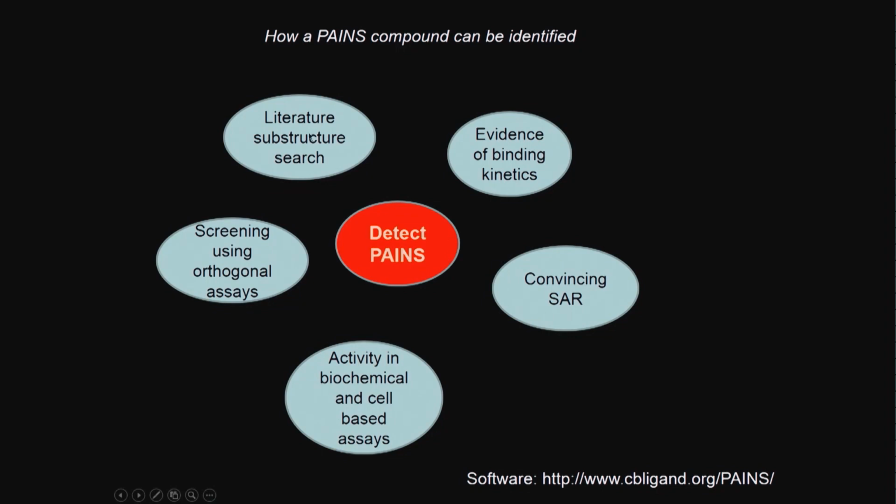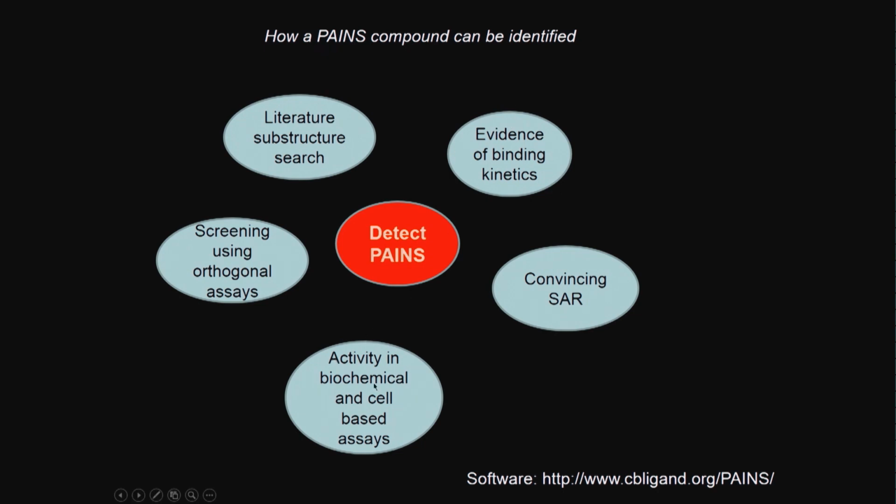So, how do we detect PAINS? We have to look at the literature, do a substructure search. We need to do some binding studies. If you are doing a protein based biochemical assay, if you think one compound is showing good activity, it is good to do binding kinetics. Okay, that means you change the concentration of the substrate, concentration of the inhibitor, and see whether it follows Michaelis-Menten. So, that is the binding kinetics. So, from there you will exactly find out whether your compound comes under this category of PAINS.